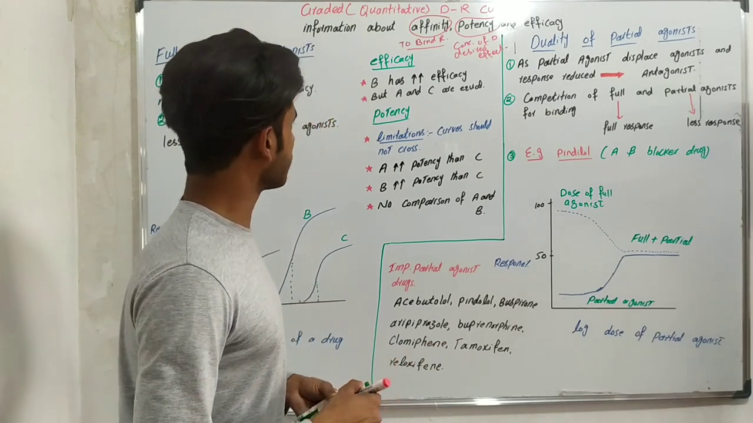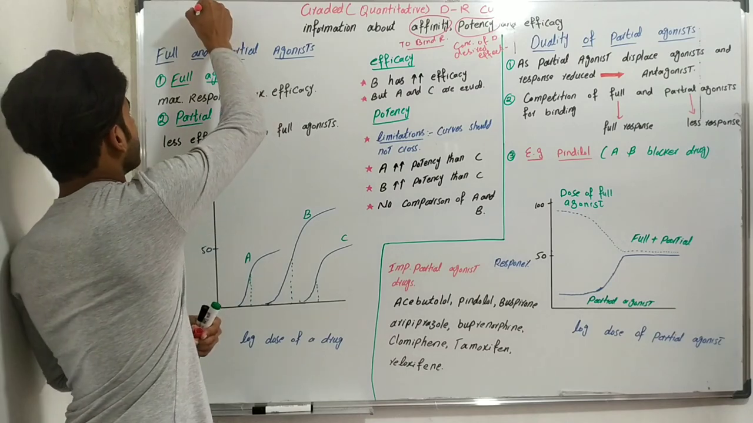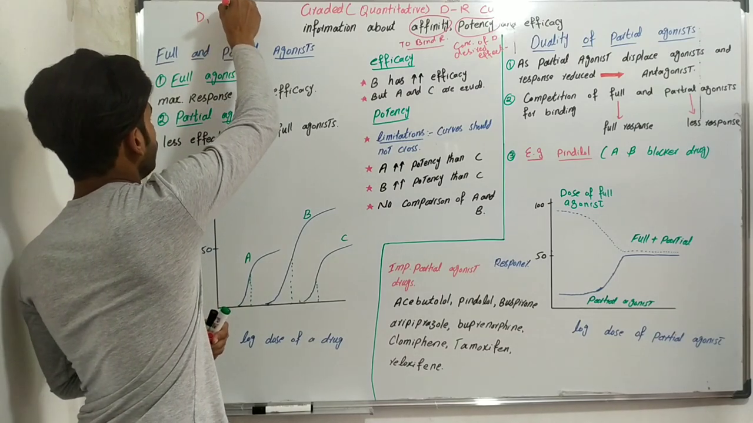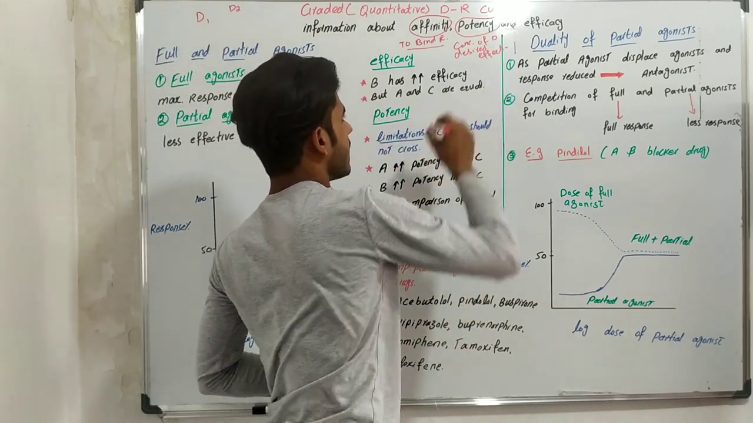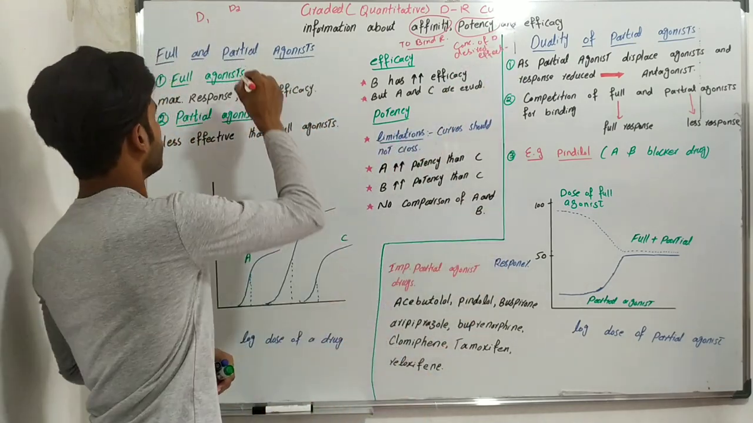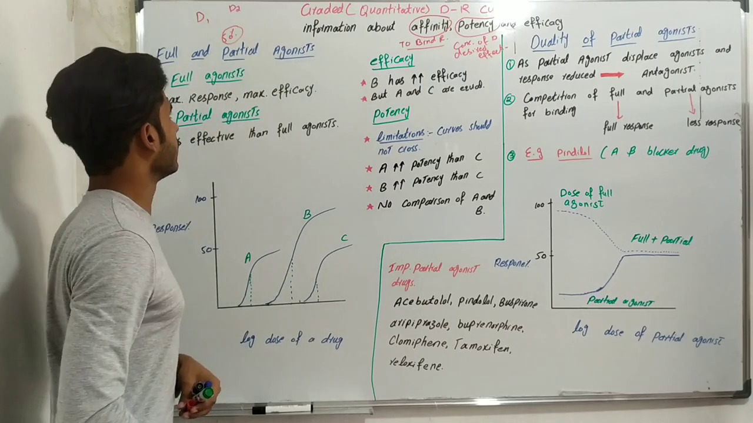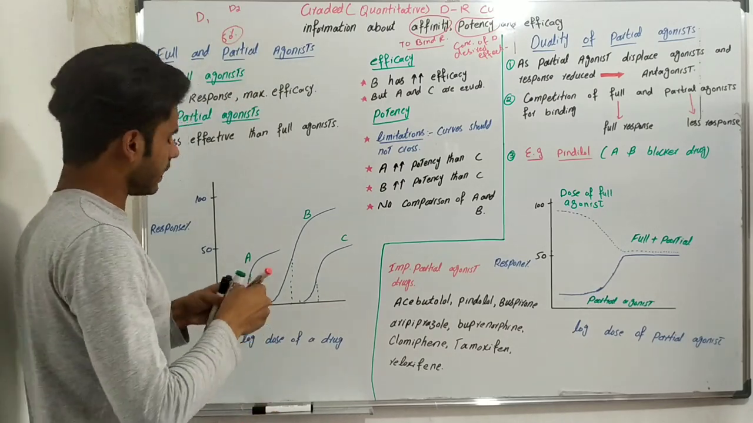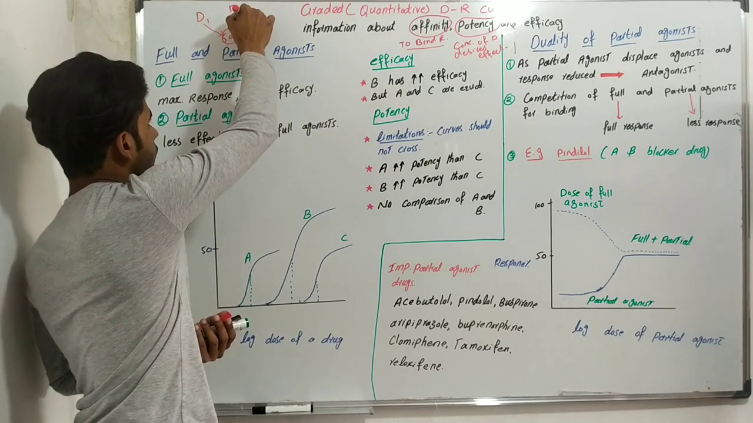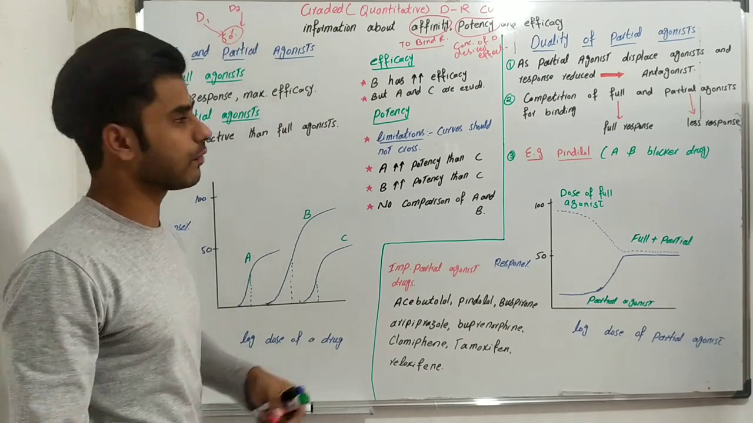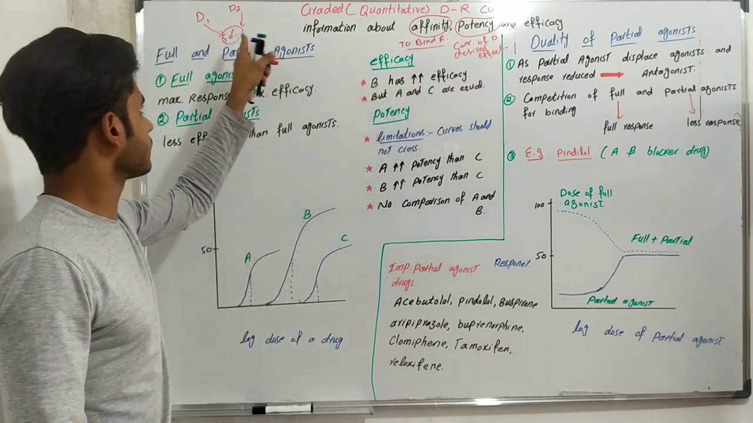Let's suppose that there are two drugs, drug 1 and drug 2. We check our desired effect by a 50% effect. So let's suppose it's a 50% response of a drug in our body. This drug is showing 50% response. This drug is also showing 50% response. But what we have to see is the concentration. Our desired effect is a 50% effect.